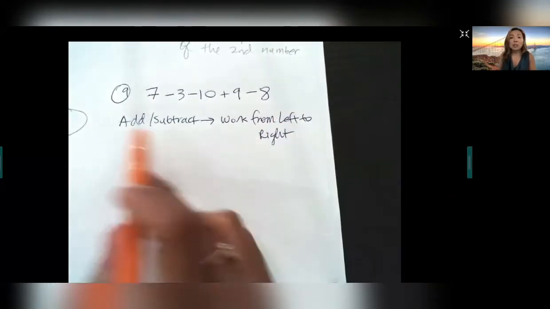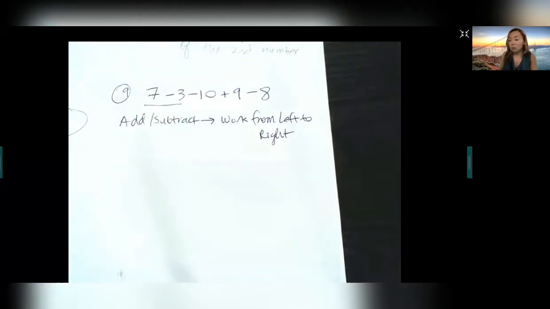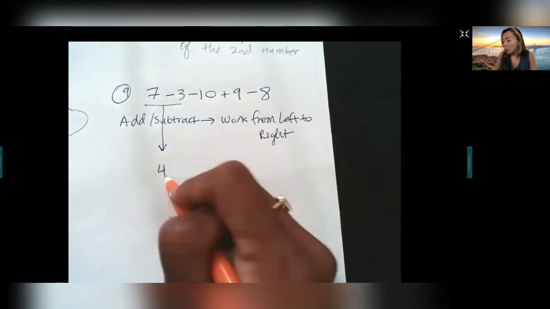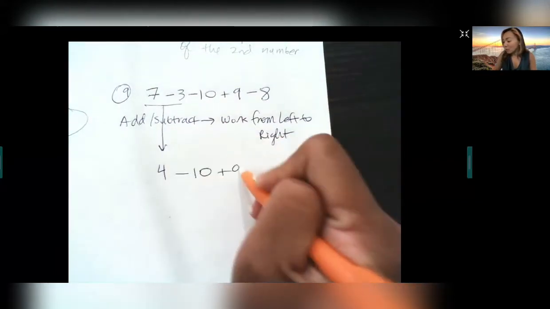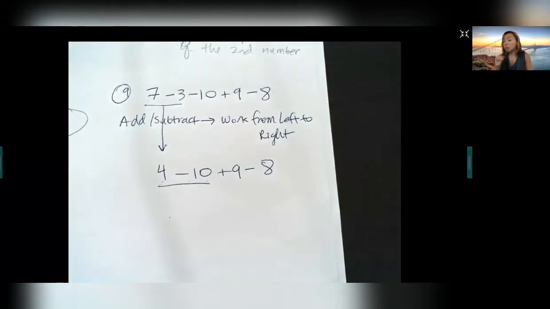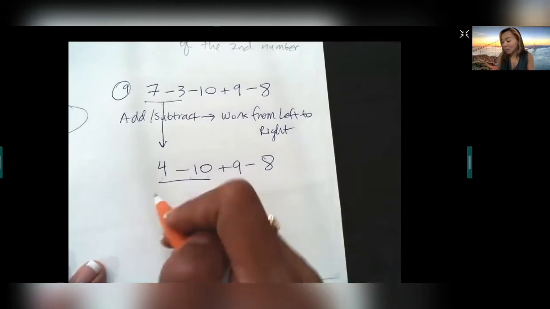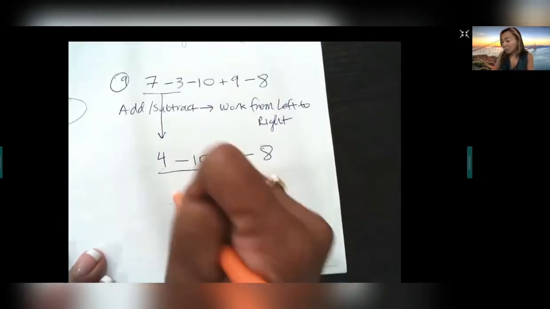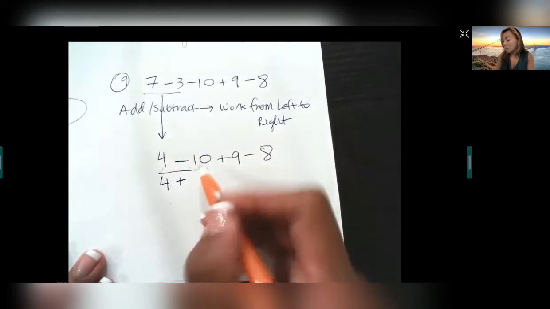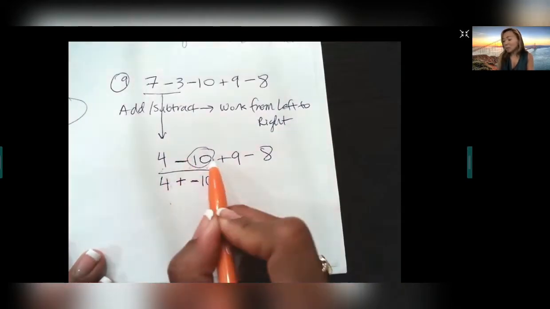So I'm going to look at this and I'm going to just go left to right. 7 minus 3. Well, 7 minus 3 will give me 4. Now I'm going to rewrite this problem. So now I'm going to look at these two, 4 minus 10. 4 minus 10, if you could do it in your head, great. If you can't do it in your head yet, we could write it out. It'll be the same thing as 4 plus, because here's a minus sign. And I'm going to change this 10 to a negative 10, right? Because this positive becomes a negative.